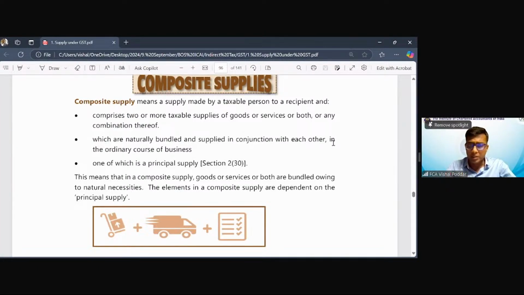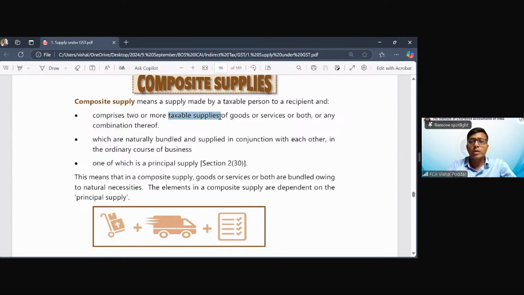Composite supply means supply made by a taxable person to a recipient. That is okay. This is the basic part. What does it comprise of? It comprises of two or more taxable supplies.